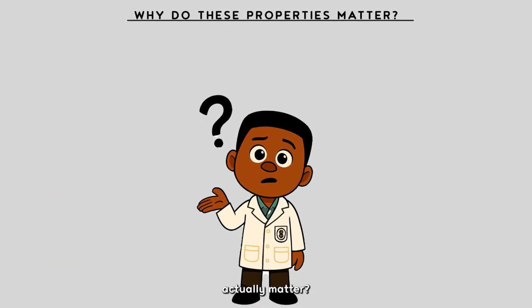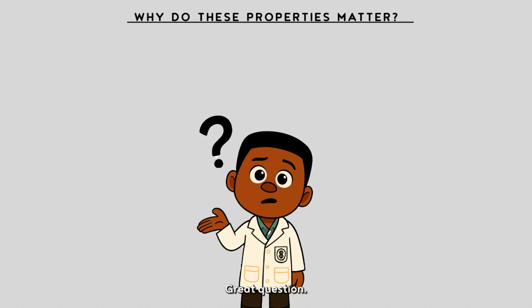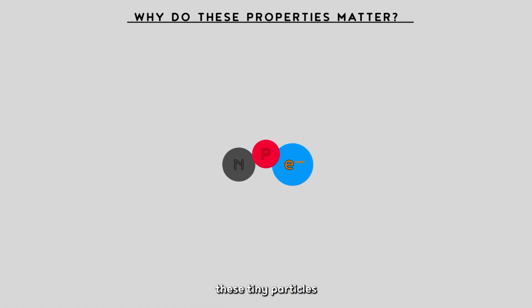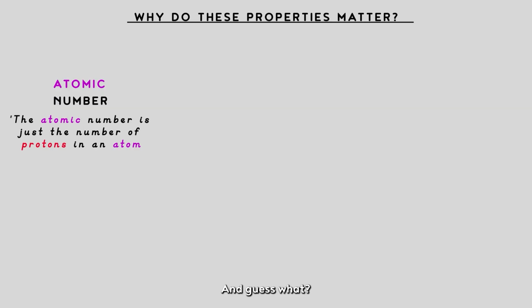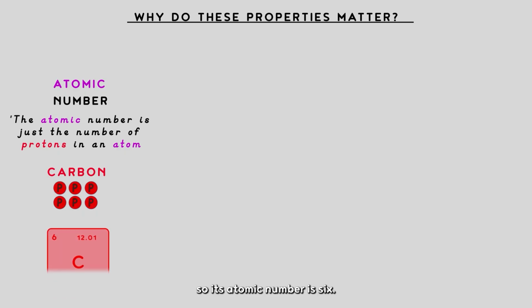Why does any of this actually matter? Great question. Understanding these tiny particles helps us make sense of how atoms behave and even what element we're dealing with. Let me break it down into 3 simple reasons. Atomic number: the atomic number is just the number of protons in an atom. And guess what? That number tells us exactly what element it is. For example, carbon has 6 protons, so its atomic number is 6. Change the number of protons and you get a completely different element.